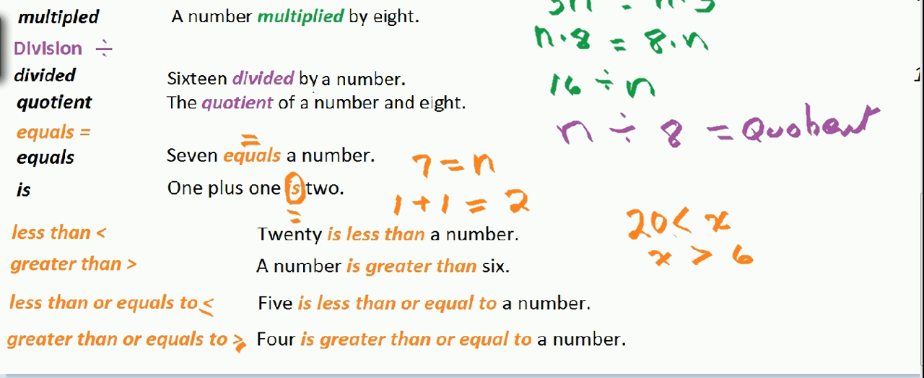So you can re-say your equation using the same words. 5 is less than or equal to a number. 4 is greater than or equal to a number.